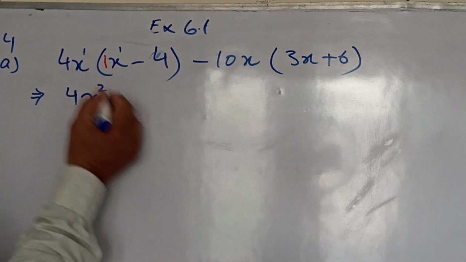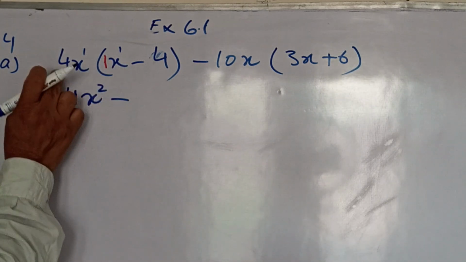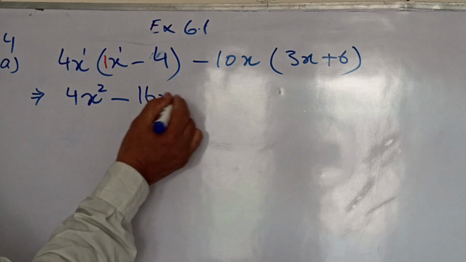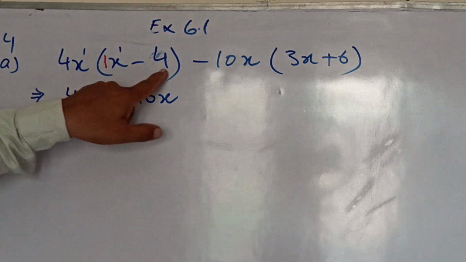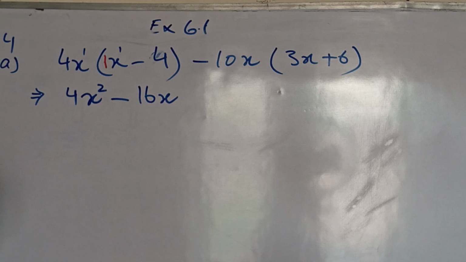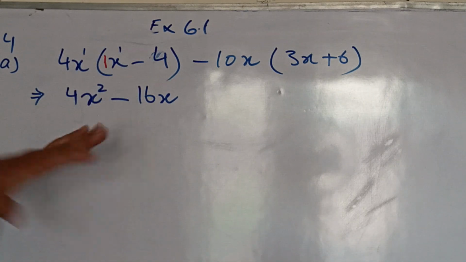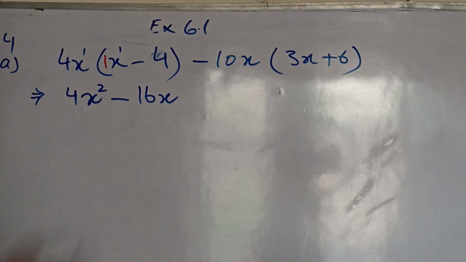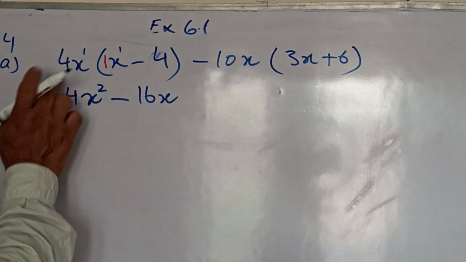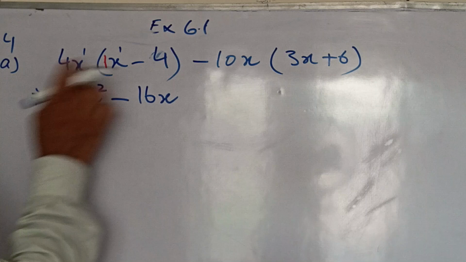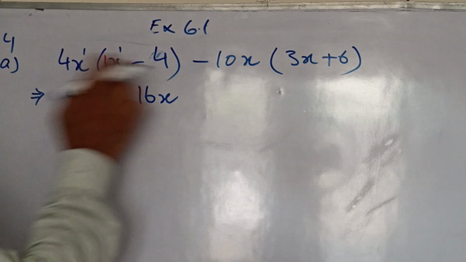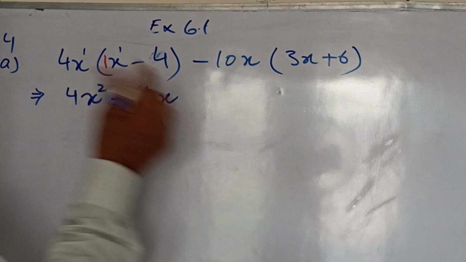Now 4x, now sign is plus minus minus. 4 times 4 is 16 and x. Because x is also being multiplied. Yes, I told you that same kind of terms are subtracted and added together. But when it is not same, it can be multiplied and divided. Yes, it can be multiplied and divided. So you see that this is being multiplied over here. 4 times 4 is 16 and x.